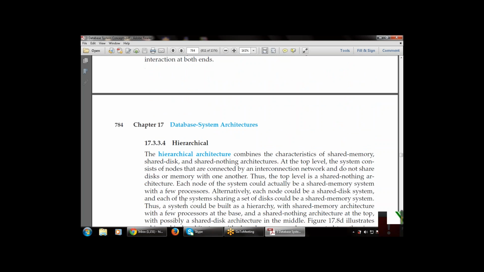Then there is the hierarchical system, which combines the characteristics of the shared memory, shared disk, and shared nothing architectures. The hierarchical architecture is a combination of all three methods.